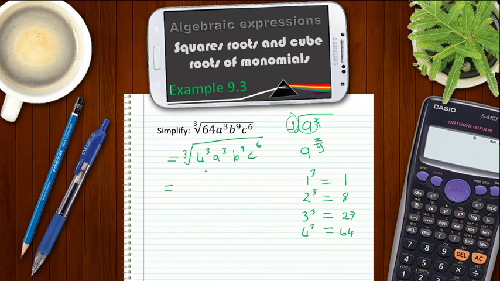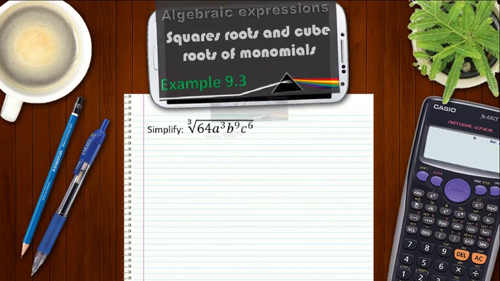Divide 3 by 3, you get 1. So that's 4 to the power of 1, which is just 4. 3 divided by 3 is 1, so that's a. Then b, 9 divided by 3 is 3. And then c, 6 divided by 3 is 2. And there we have our answer.